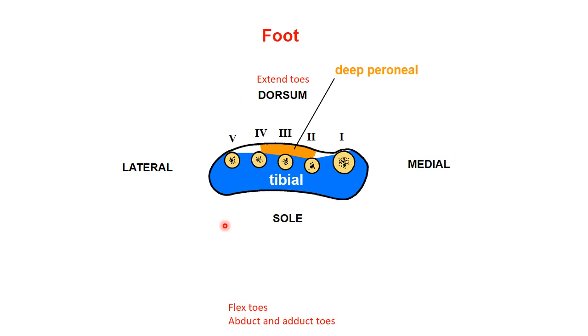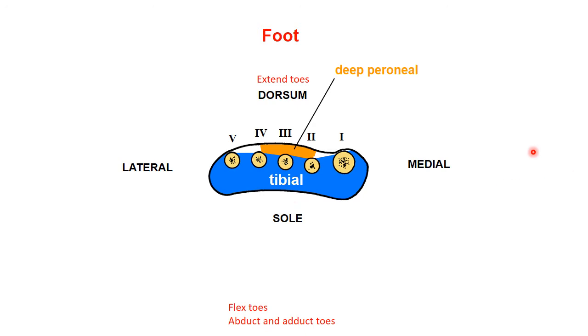Okay, so moving on to the foot, we only have two nerves that make it all the way down to the foot: the deep peroneal nerve, which is located in the dorsum, and it's not going to do much, and then we have the tibial nerve, which is located in the sole, which is responsible for the majority of the muscles in the foot, just like the median nerve was responsible for the majority of the muscles in the hand.